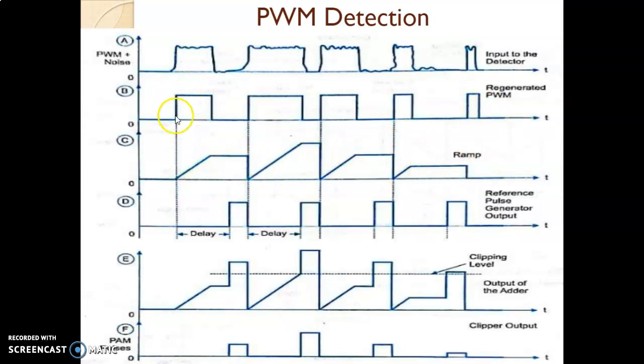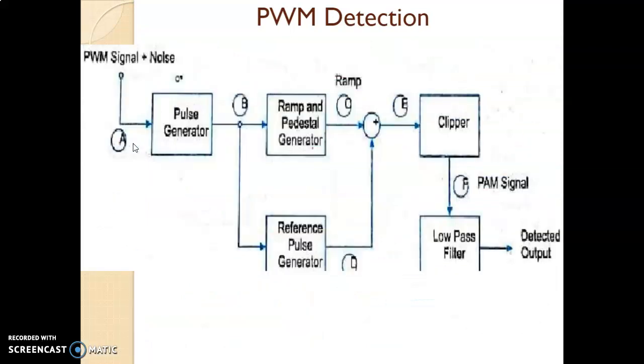During this particular period of PWM, the ramp wave is rising. Here you can see the pulse width is narrow, so rising is only till this much period. Here the pulse width is wide, so rising is for a longer period. Here the pulse is narrow, so rising is for a shorter period. And you get this particular waveform at point C. So point C is here. This is point C.